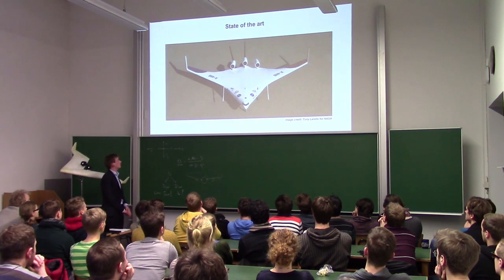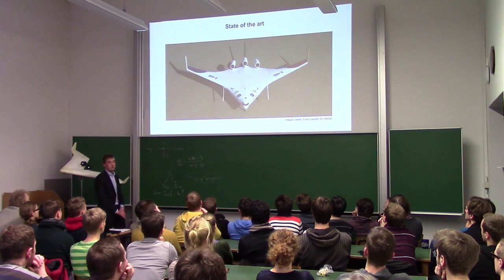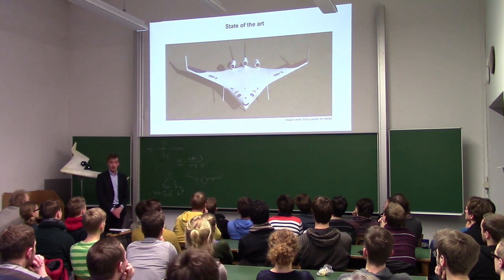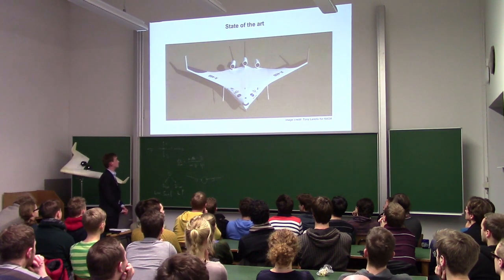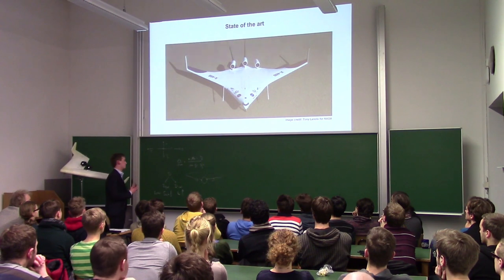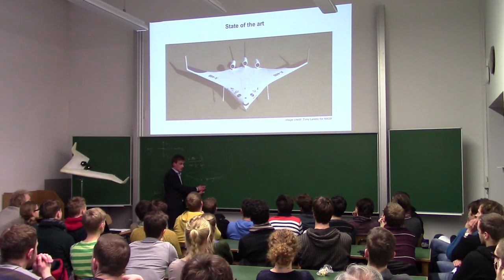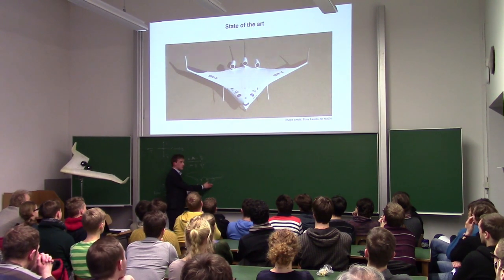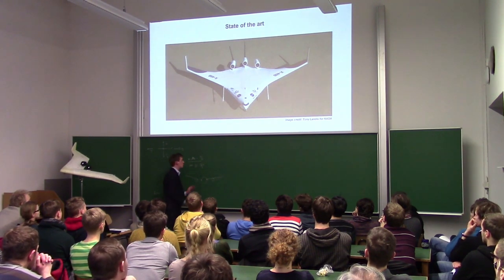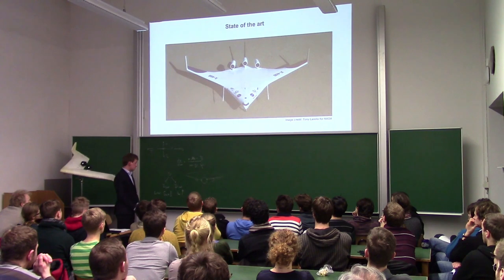This is a NASA study for what they call a blended wing body aircraft. And this blended wing body tackles this problem of having the mass only in the middle of the aircraft. We shift the mass to the outside, so our bending moments are reduced. And we have other benefits here.